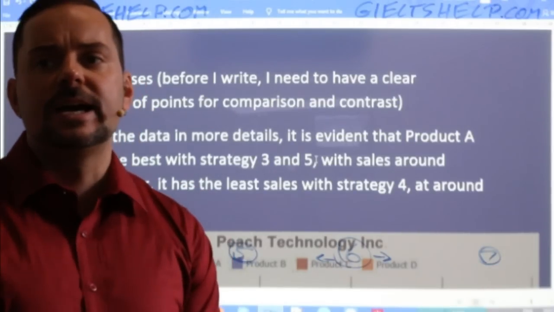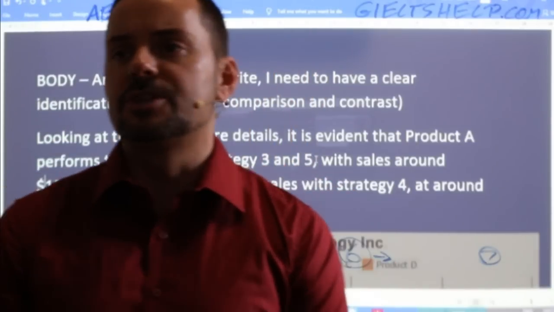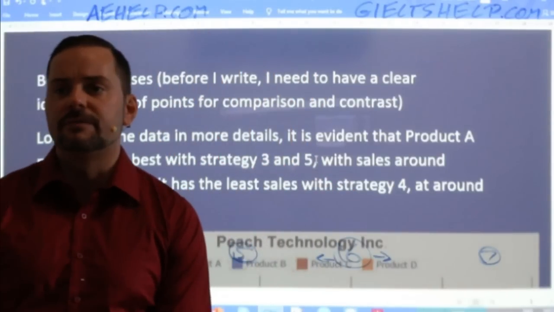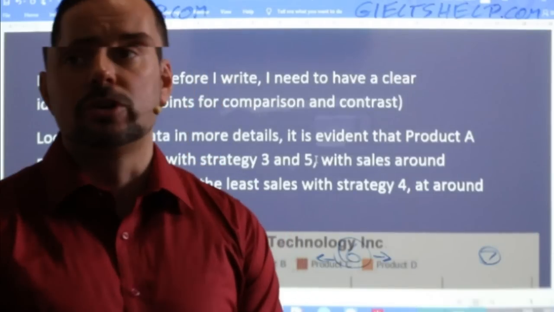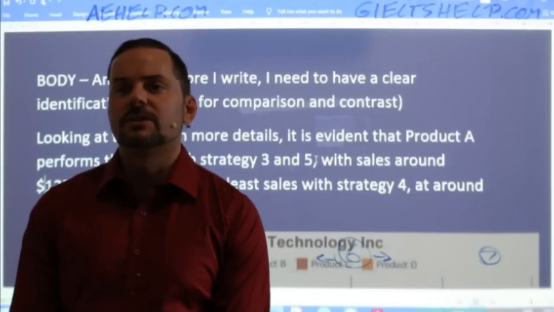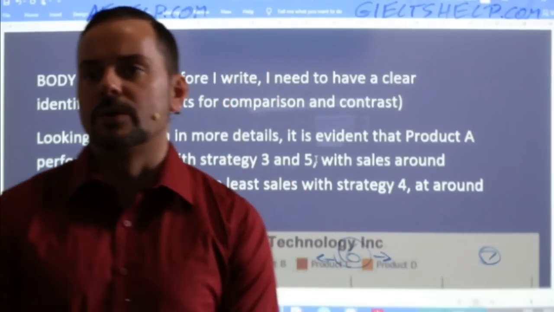Amay says, sales of product A performed well with strategy 3 and 5, where it amounted to roughly $125,000. Good, Amay. Hassan says, product A shows a significant amount of sales in two strategies, 3 and 5, which is nearly the same at about $125,000.